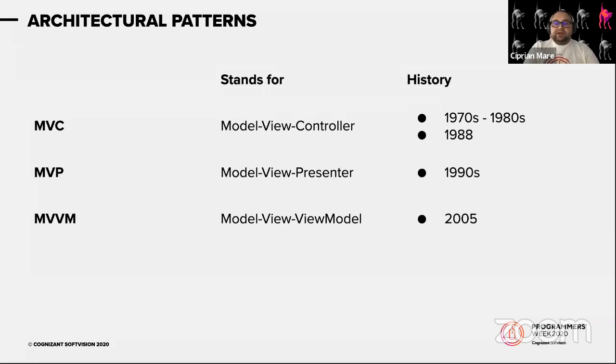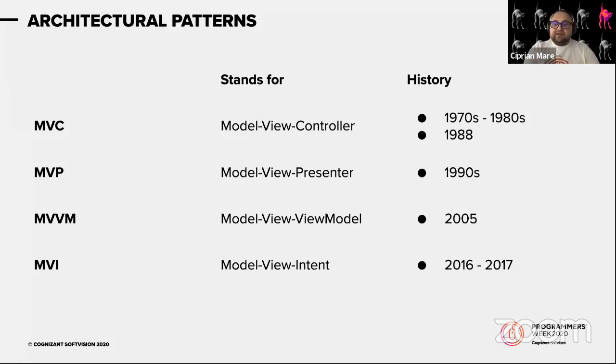MVVM, Model View ViewModel. It was introduced for the first time in 2005. First Android MVVM implementation occurred in 2015-2016, based on RxJava. It became much more popular for Android in 2018 when Android Jetpack was released. MVI, Model View Intent. First Android MVI implementations are dated from 2016-2017.